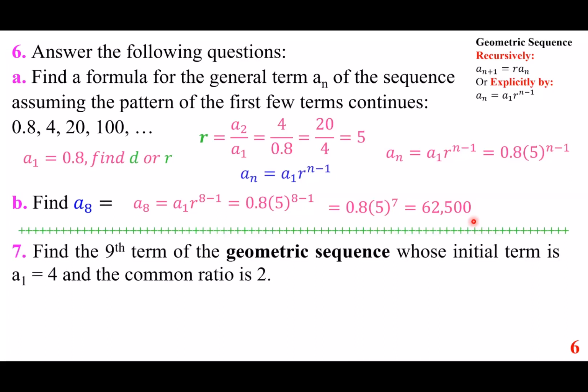Find the 9th term of the geometric sequence whose initial term is A sub 1 equals 4, and the common ratio is 2. Well, it's a geometric sequence, and the general form is A sub n equals A sub 1 times R to the power of n minus 1, where A sub 1 is given and R is given.